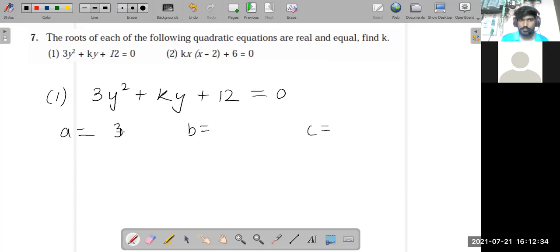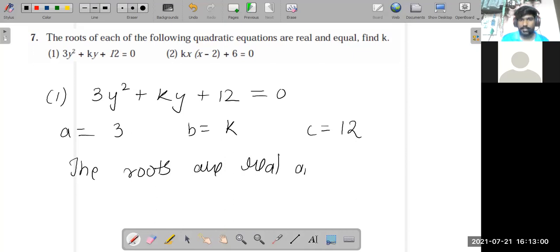A is 3, B is k, and C is 12. Now we'll use the concept: since the roots are real and equal, the discriminant b square minus 4ac is equal to 0.